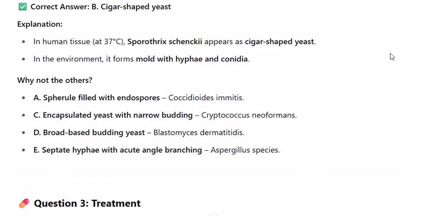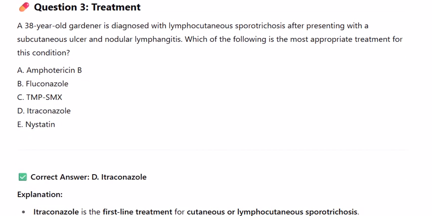Question 3. Treatment. A 38-year-old gardener is diagnosed with lymphocutaneous sporotrichosis after presenting with cutaneous ulcer and nodular lymphangitis. Which of the following is the most appropriate treatment for this condition? A. Amphotericin B, B. Fluconazole, C. TMP-SMX, D. Itraconazole, E. Nystatin. D. Itraconazole.